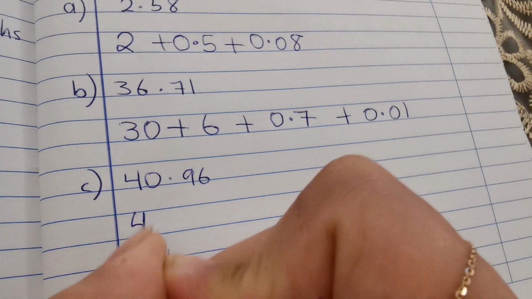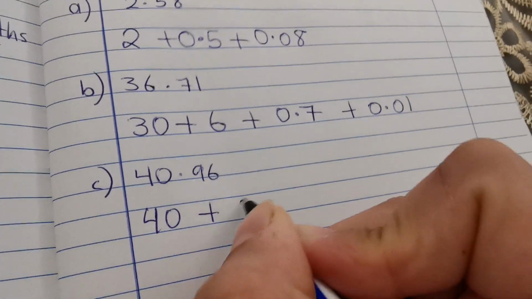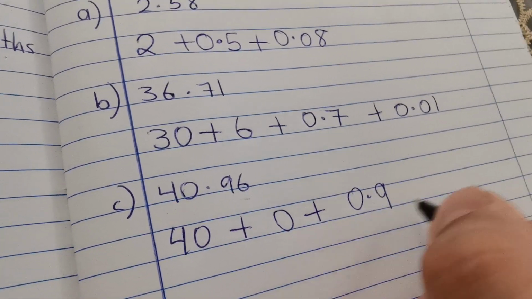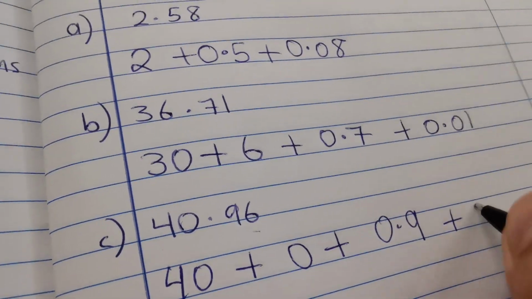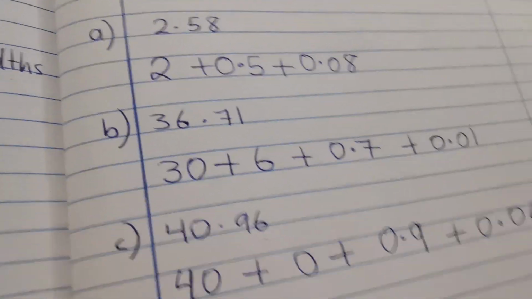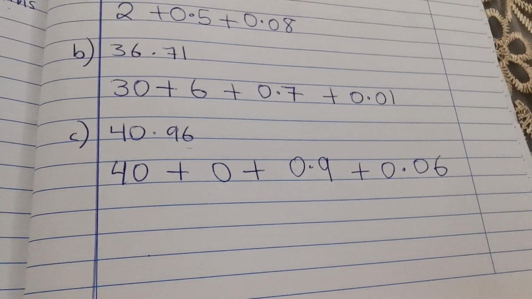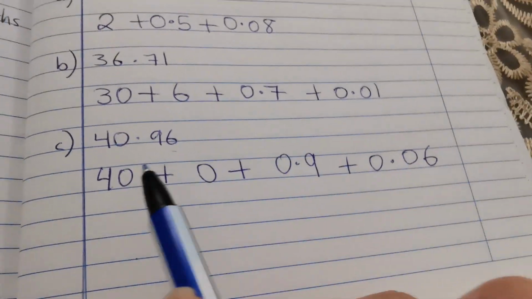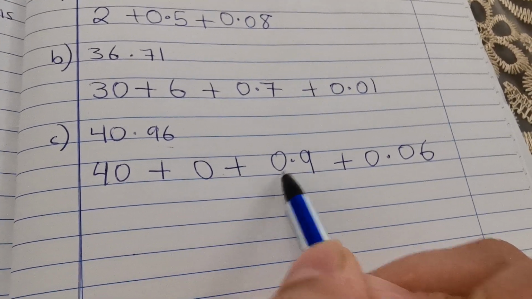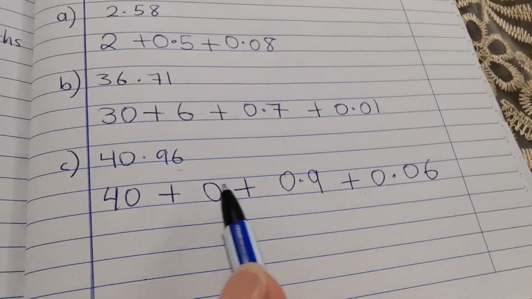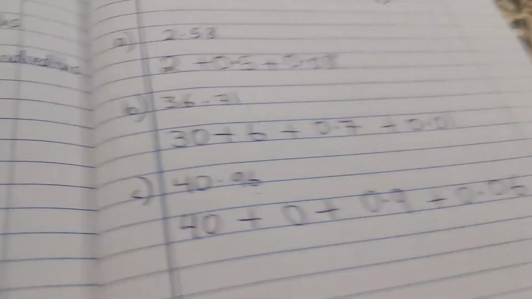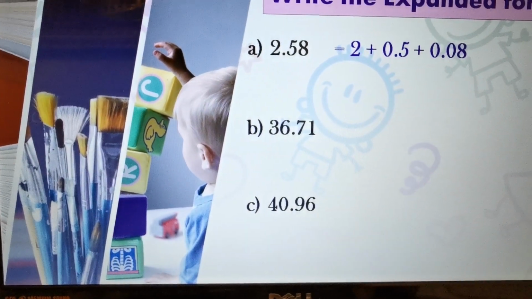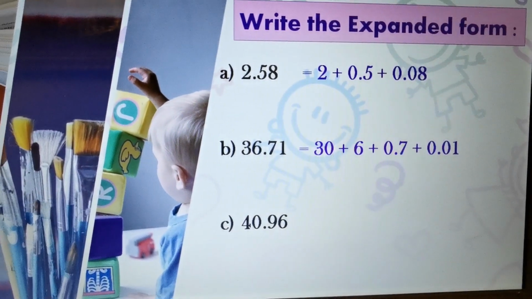Here, 40 plus. If you want to write the 0, it's okay. Then we go to the decimal, 9/10 plus 6/100. Is it clear? How do we write the expanded form? We write the value for each digit in the number, then add them. Let's check them over here. Values added to each other.